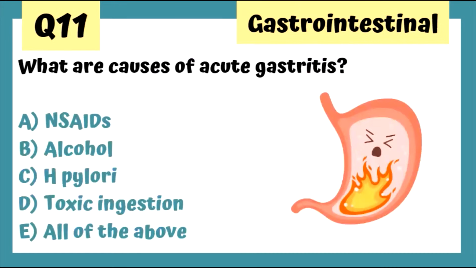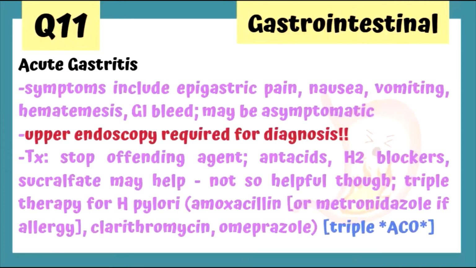Question 11. What are causes of acute gastritis? NSAIDs, alcohol, H. pylori, toxic ingestion, and the answer is all of the above can cause acute gastritis. And here we just have some interesting points about acute gastritis. And for diagnosis, we require upper endoscopy.